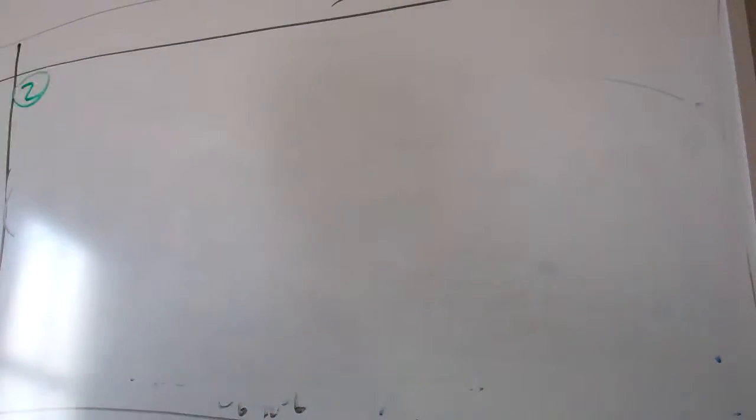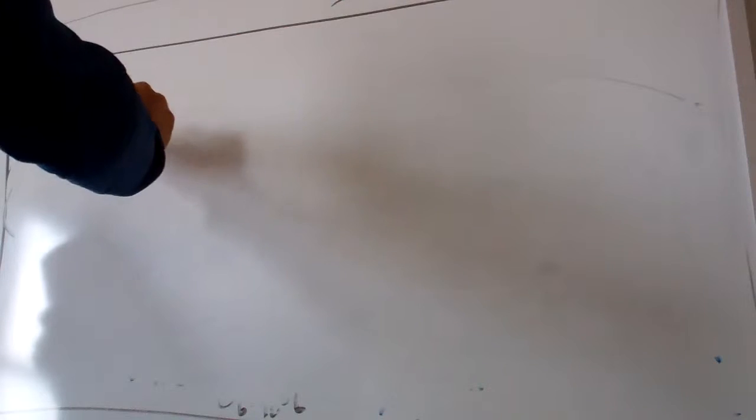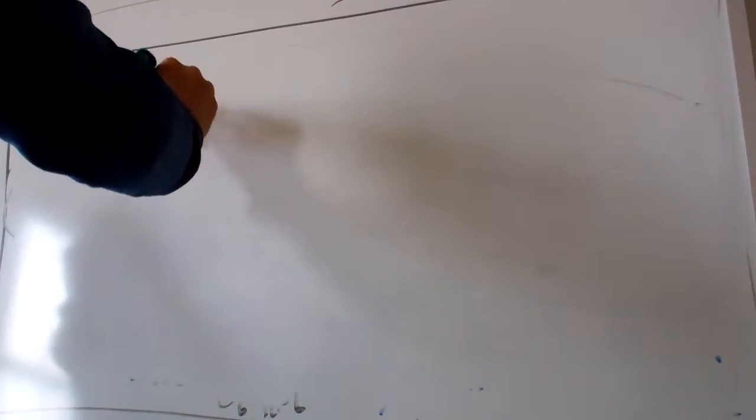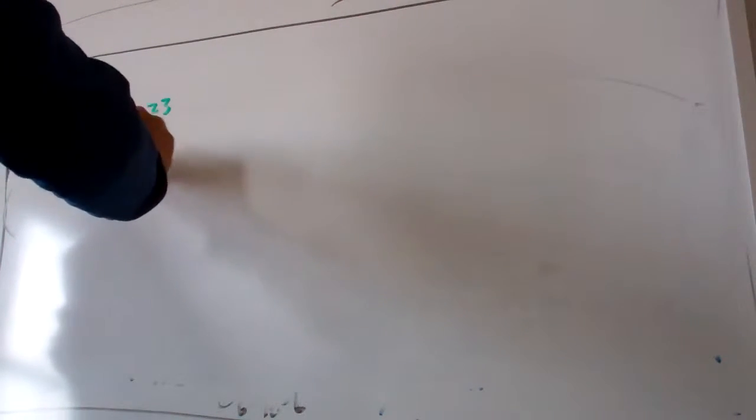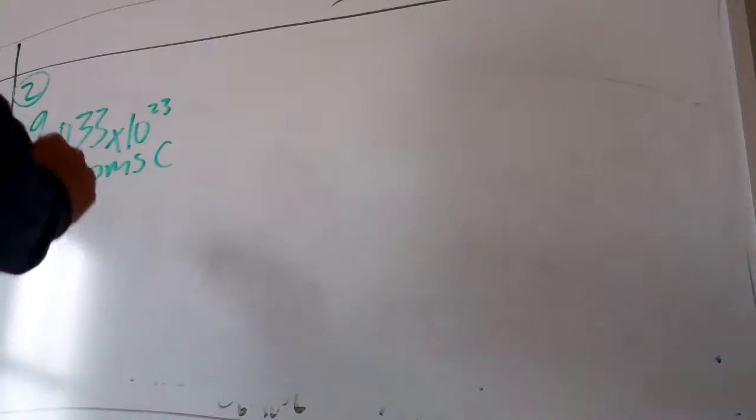All right, folks, let's do problem number 2. Let's see what we got here. Now this is all about conversions, so I'm going to set this up in conversion factors. We start out with molecules, 9.033 times 10 to the 23rd. Actually, this is atoms of carbon, and we're trying to convert to moles.